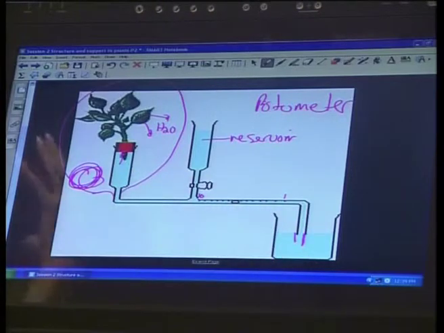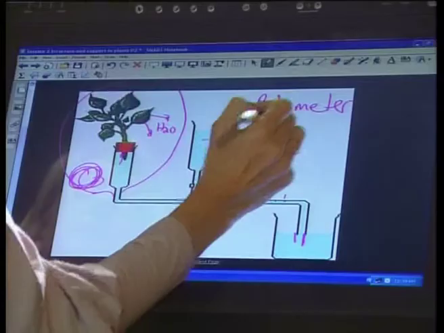So if I take a heater and I stick a heater there, and then I measure how quickly it takes: 2 minutes for that air bubble to move from 1 to 10. Cool. And I move the heater further away, or the light bulb, or the fan. And you can measure the rate of transpiration using a potometer.